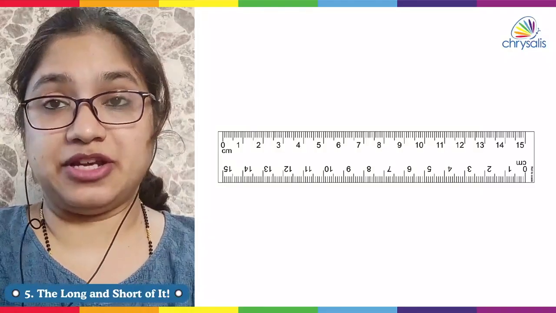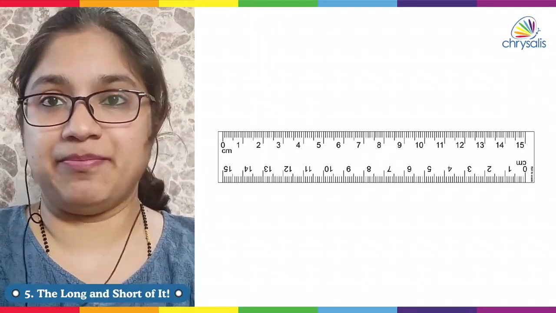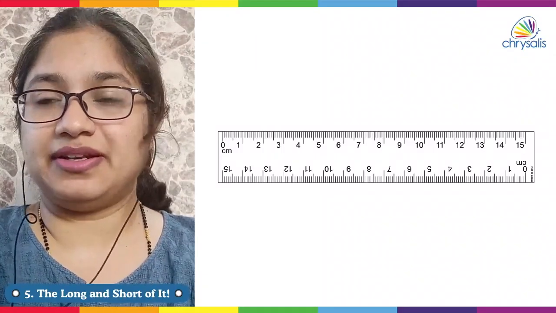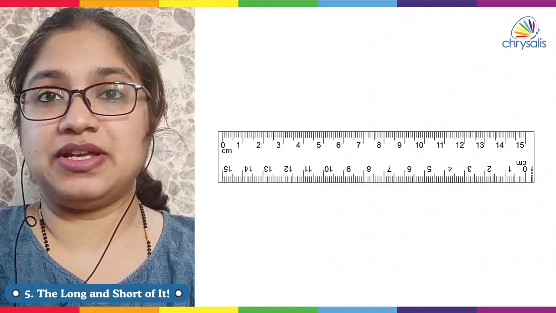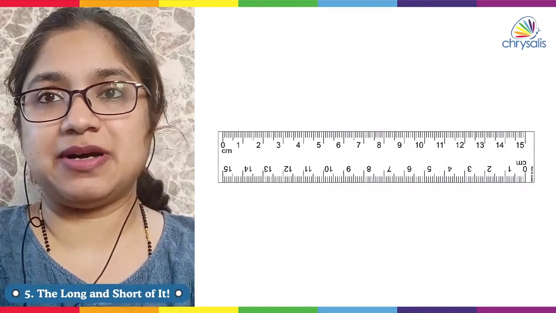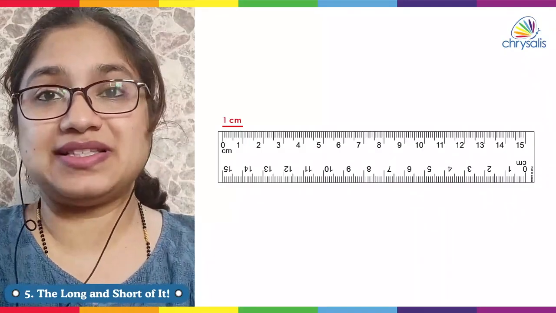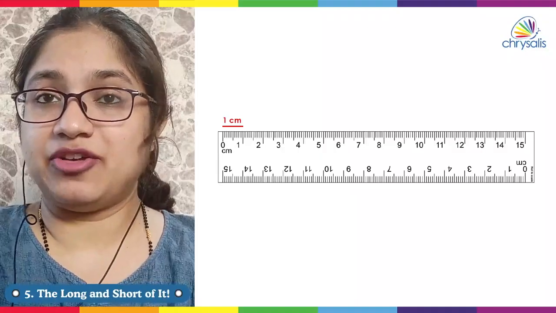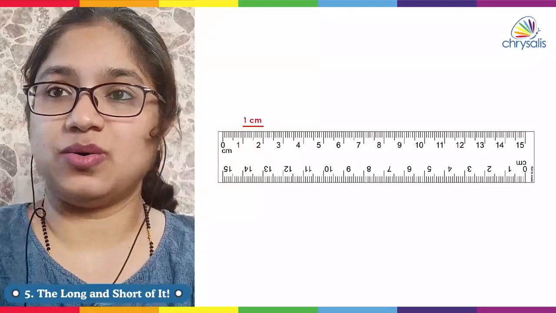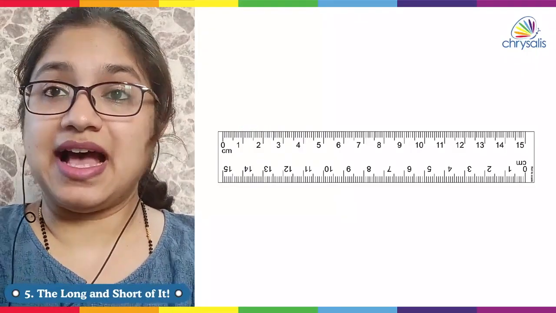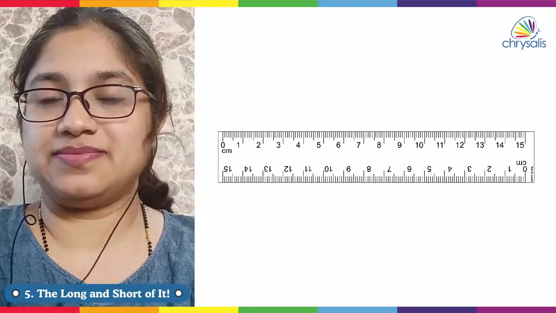One such fixed measure is a centimeter, written in short as cm. Look at the ruler given. Hope you remember that ruler is a measuring tool. It has 15 centimeters marked on it. The length of the scale from 0 to 1 is 1 centimeter. In the same way, the length from 1 to 2 is 1 centimeter, and so on. If you have a scale, have a look at the scale and you can find the centimeters marked on it.